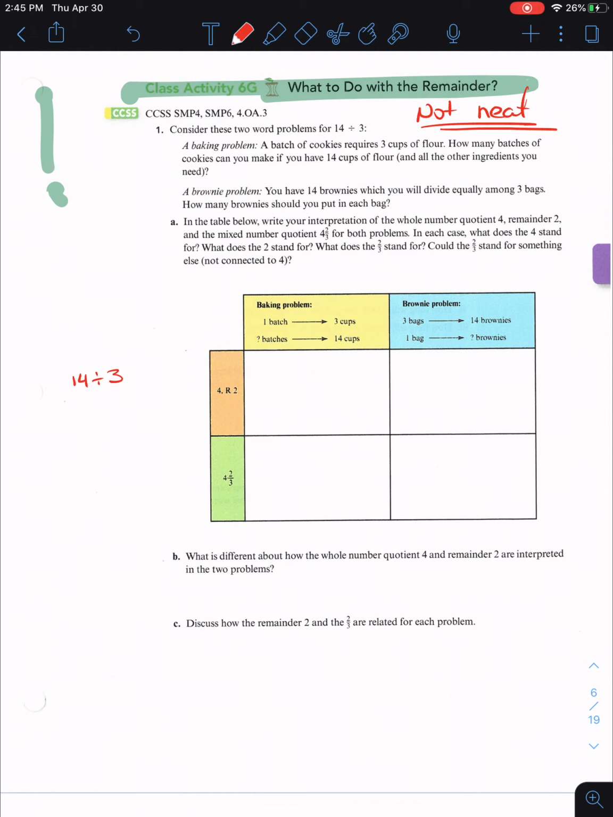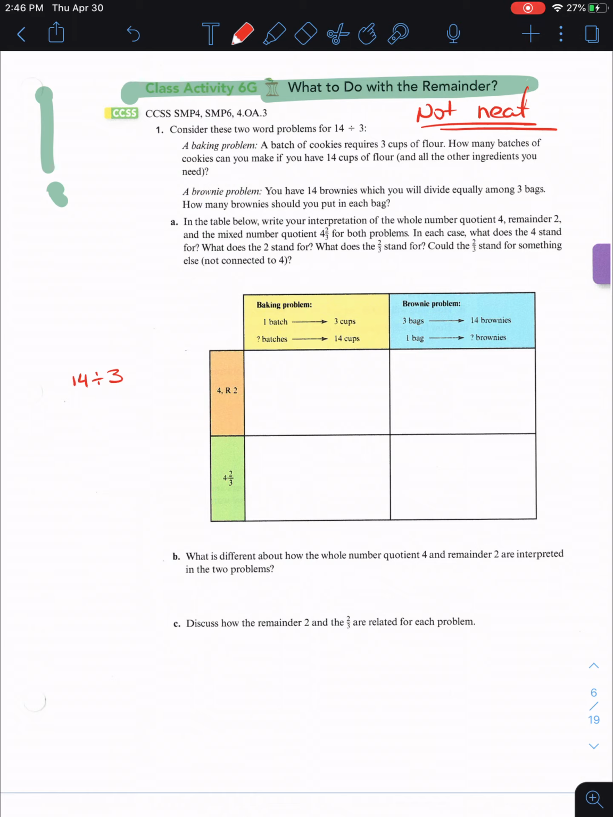but you have 14. What are you going to do with those other 2? You're just going to leave them? You could. Are you going to make a partial batch? You could. You can go get another cup of flour from your neighbor and make the 5th batch. You absolutely could. Any one of those would be fine.